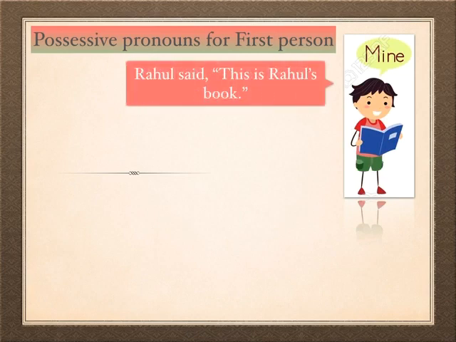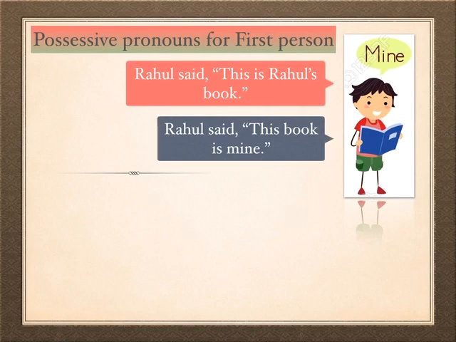Let's see the example. Rahul said, "This is Rahul's book." So here students, who is the speaker? Rahul. And Rahul is saying that this is Rahul's book. So instead of writing Rahul's book, we can use the pronoun mine. And we can write the sentence Rahul said, "This book is mine." So here mine is a possessive pronoun for first person singular.